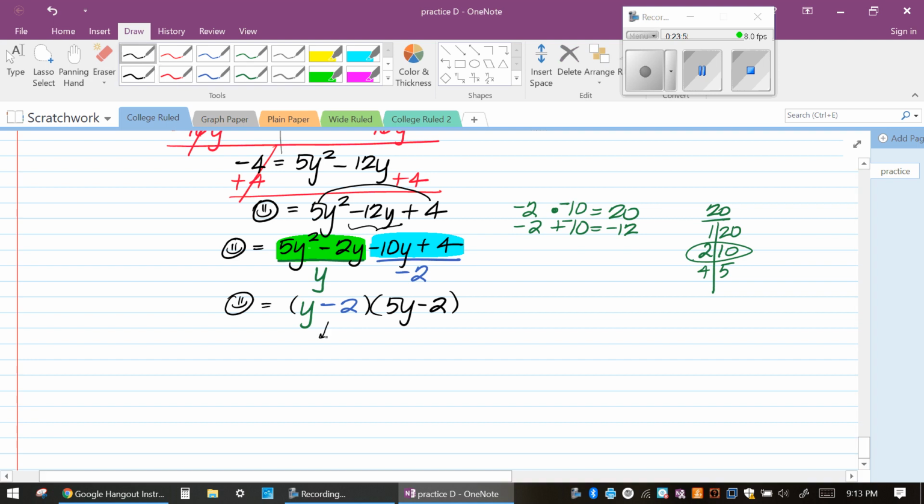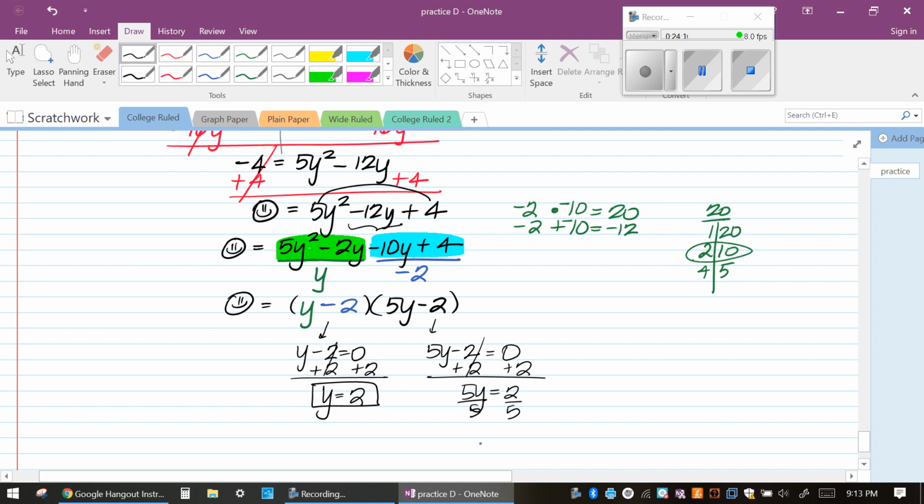Set each one of these factors equal to 0 and solve. Remember guys, if you need more help or you have any questions, please send me a message through Remind. And I will be more than happy to help you. Your two solutions here would be positive 2 and 2/5.